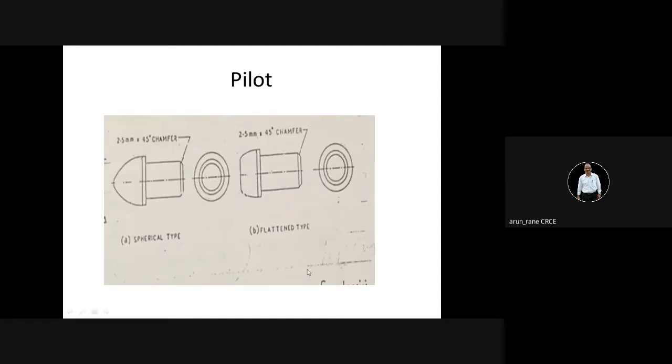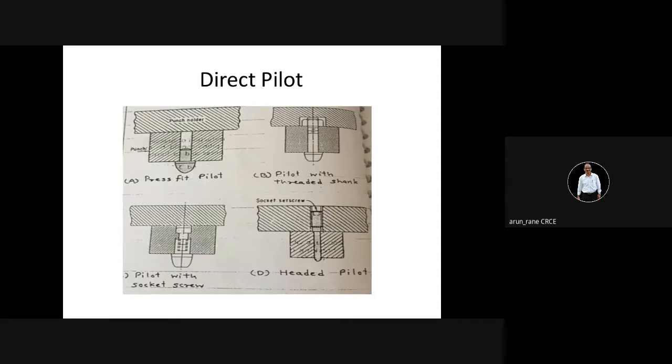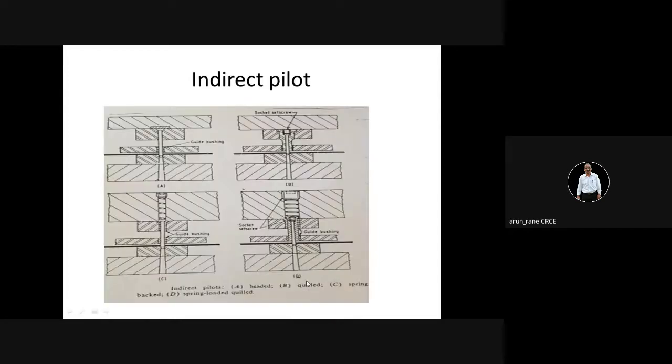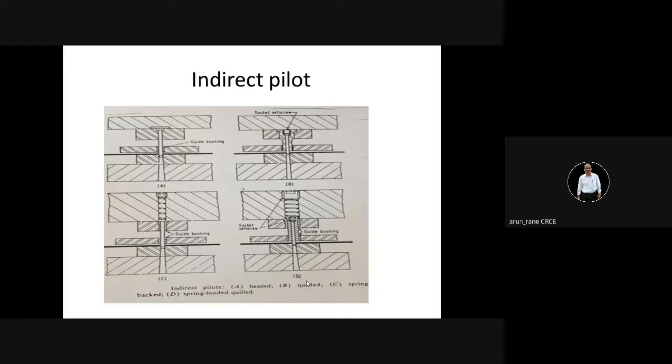And pilots are for locating the previously punched holes in a strip. You have a spherical type and you have a flattened type. So always go for the spherical type. Then you have direct pilot and indirect pilot. हाँ, सो डायरेक्ट पायलट ही ऐसा रहता है, प्रेस फिट या it is threaded, थ्रेड मार के उसको फिट किया है. या हम लोग सॉकेट स्क्रू डाला है, या हेडेड पायलट. Then you have indirect pilot. ठीक है, so this I will again take if you want.